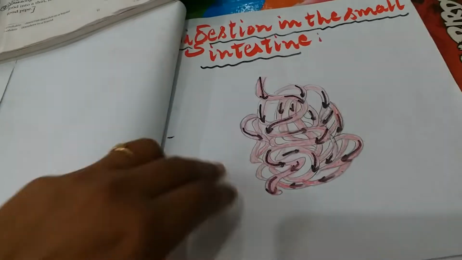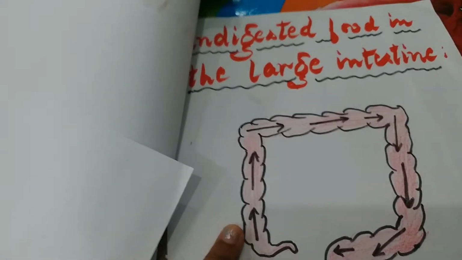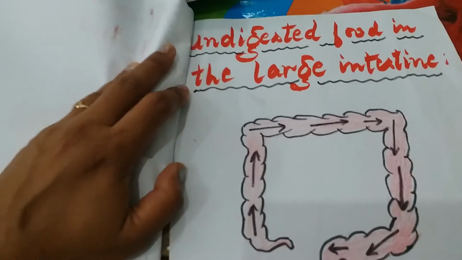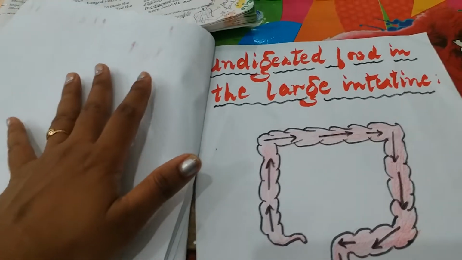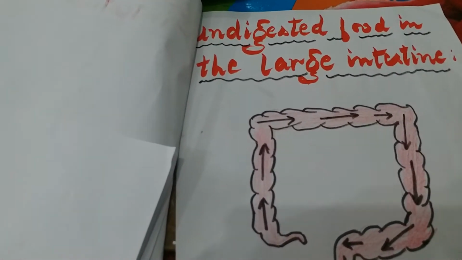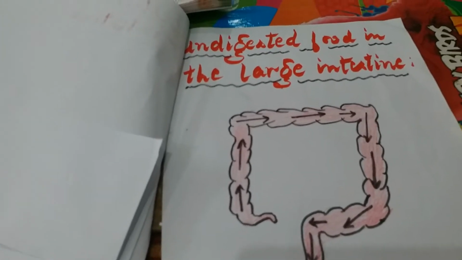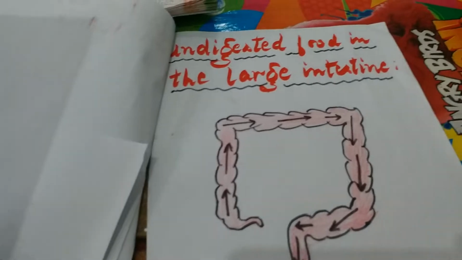Now the food after the small intestine will move into the large intestine. The undigested food, deficient of nutrients, only carrying water, will move to the large intestine. Here you can see the picture of a large intestine. Let's see what happens in the large intestine.